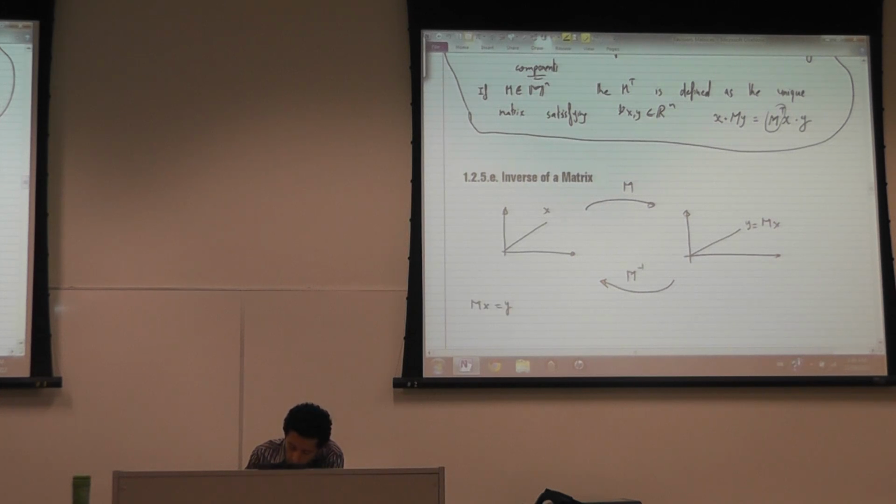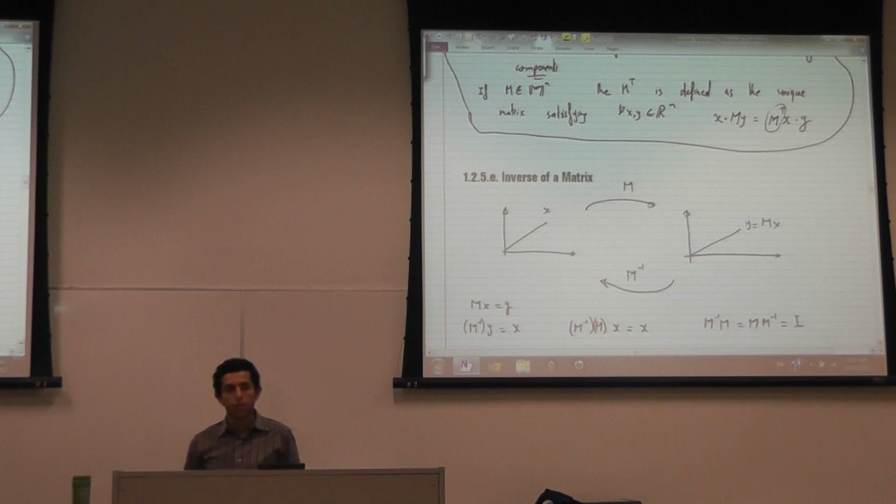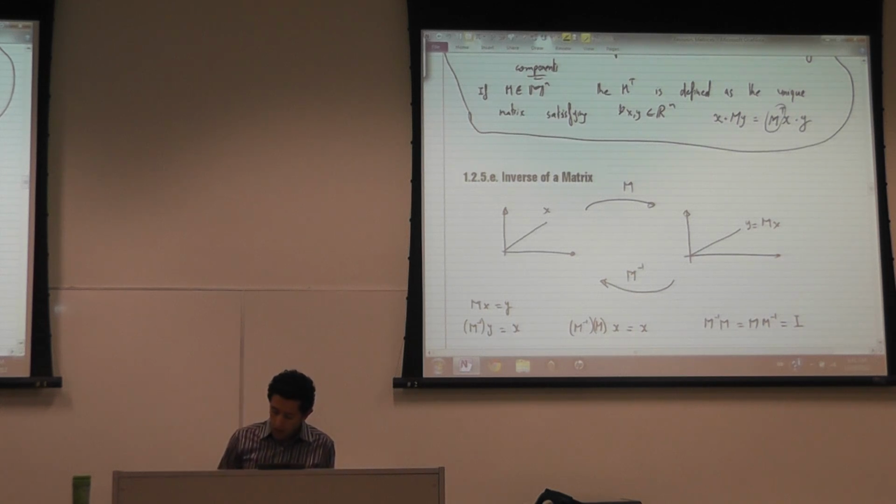And this matrix, which I call M minus 1, is not really 1 over M, it's just the inverse of M. When I multiply M minus 1 by y, I get x, which means M minus 1 multiplied by M multiplied by x is equal to x, which means M minus 1 M is equal to the identity matrix. The identity matrix takes a vector x and gives me the same vector x.